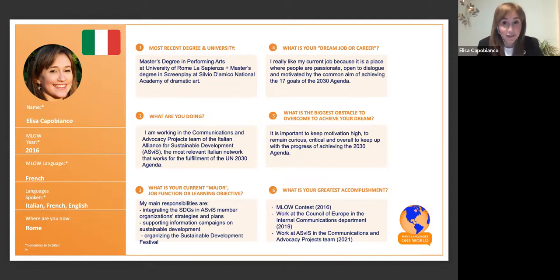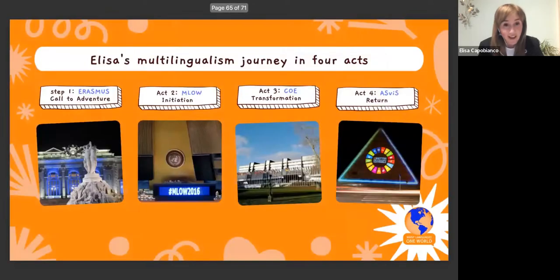Okay, but I'm here today to talk about the importance of multilingualism in my experience. So next slide, please. I would like to talk about multilingualism in my life, taking inspiration, I don't know if you know this book, from The Hero's Journey. The Hero's Journey is a famous narrative pattern written by the writer Joseph Campbell.